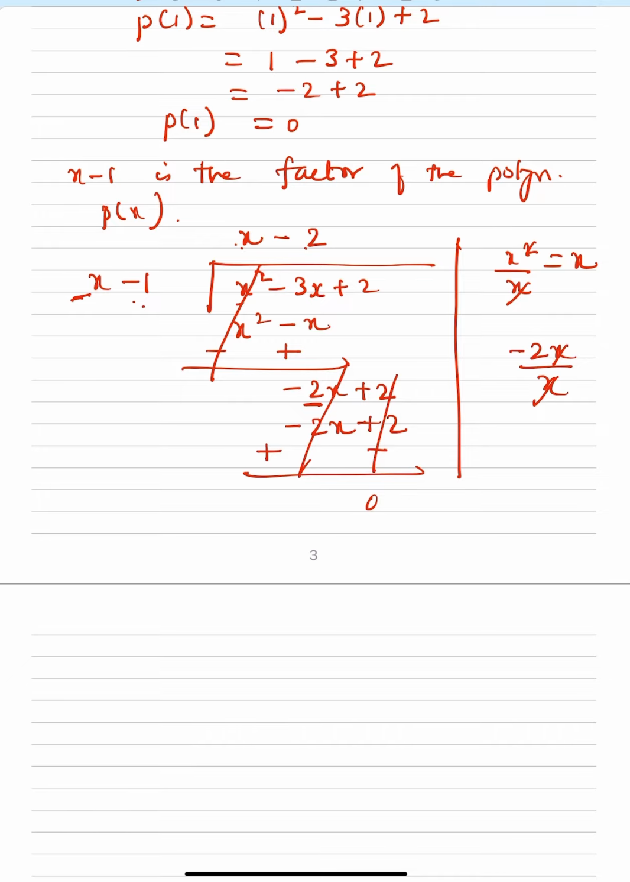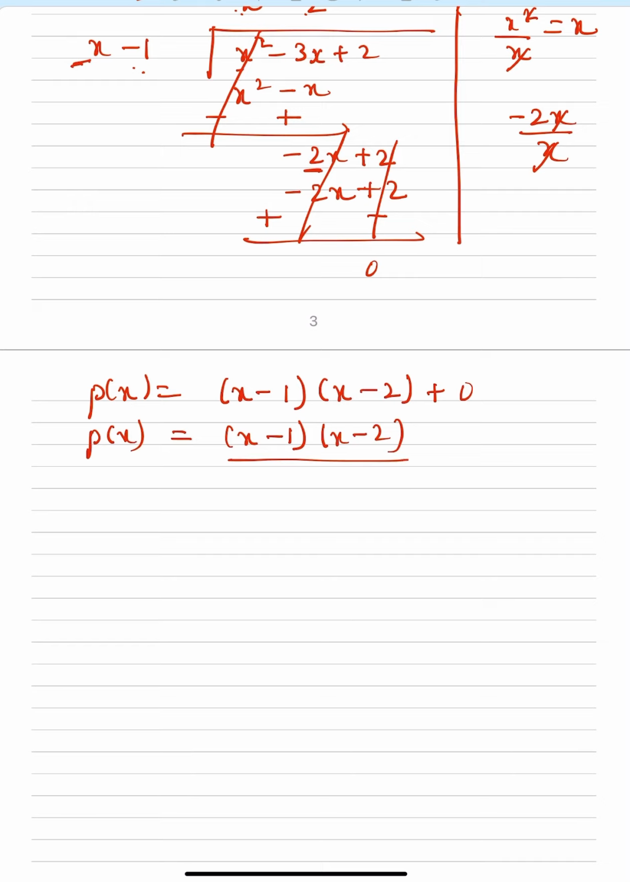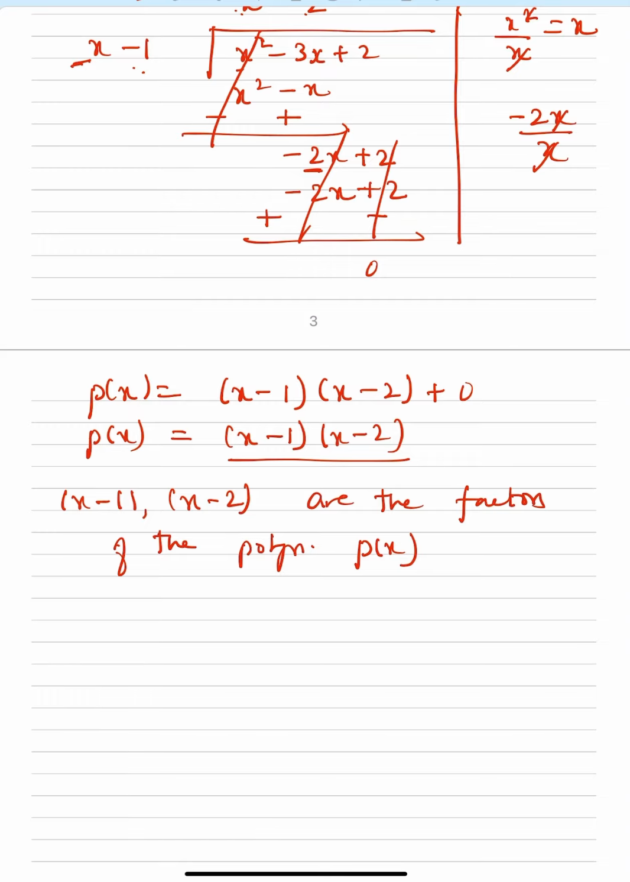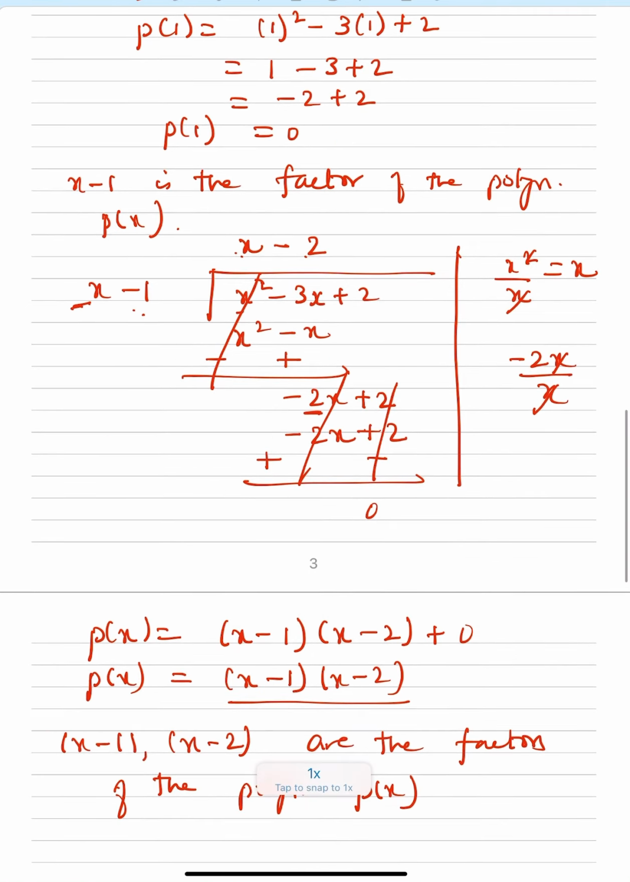Okay. Now, according to the theorem, how will I write? I will write x minus 1 into x minus 2 plus 0. So I can write x minus 1 into x minus 2. We can write that x minus 1 and x minus 2 are the factors of the polynomial p of x. Got it? This is the remainder theorem. This is nothing but the remainder theorem.